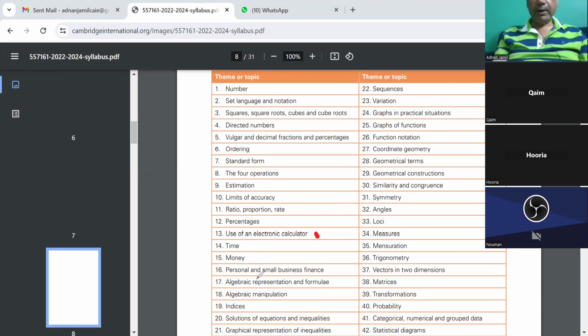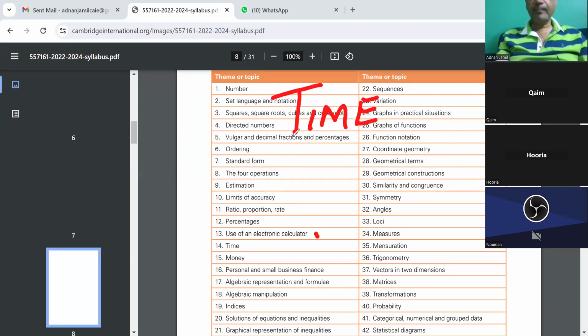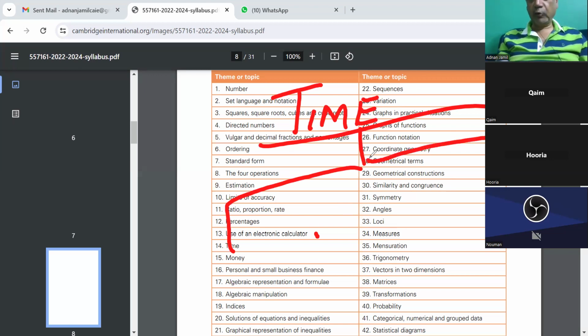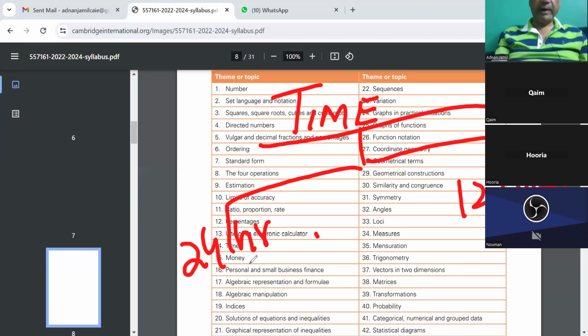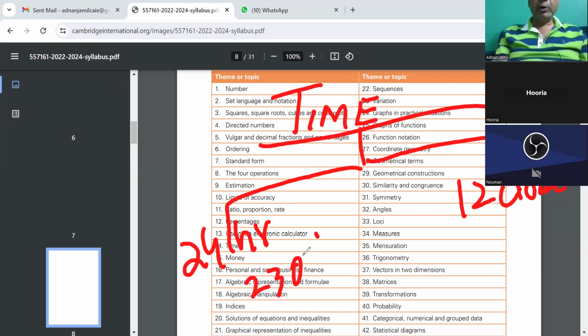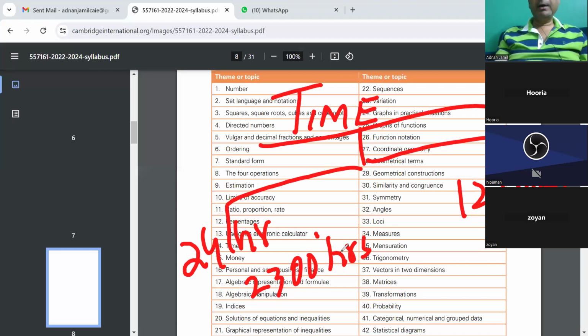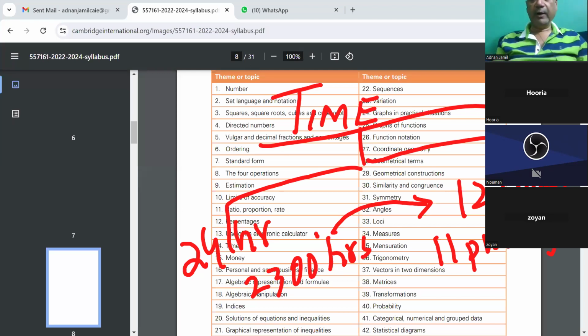Now we come to the portion of time, for example. Time, there are two types of clocks which you have to remember. One is known as the 24-hour clock. The other one is the 12-hour clock. In the 24-hour clock, you must have seen it is written 2300 hours. If you convert this 2300 hours into 12-hour clock, it will be 11 p.m. night. 11 p.m. night in the 12-hour clock. So this conversion you have to remember.